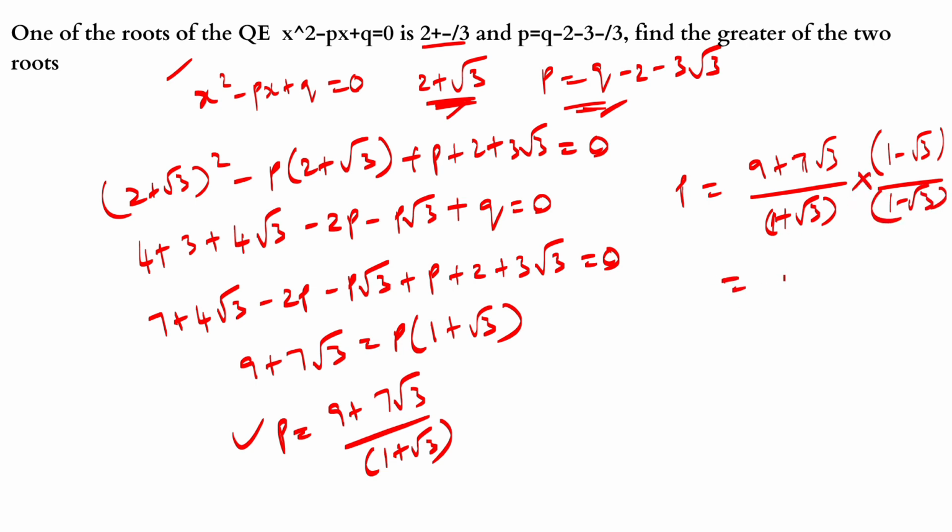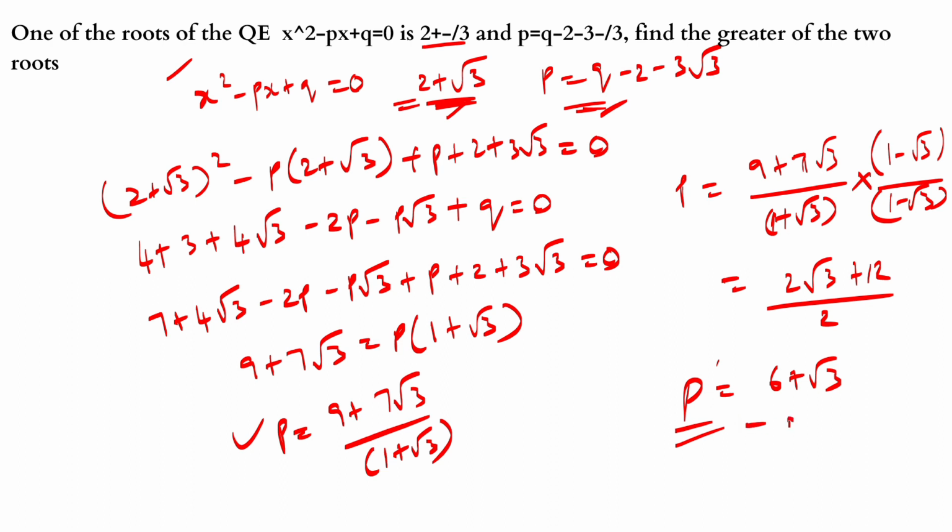So p is equal to 6 plus root 3. We know p is a combination of both the roots. So let us subtract this root here, minus 2 plus root 3. This will get cancelled, and we are left with 4. So 4 is the other root, and the first root is 2 plus root 3.